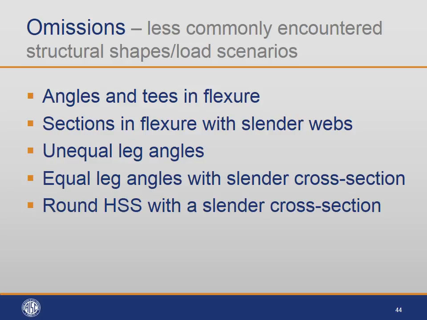So the design guide doesn't give rules for members in flexure which are angles and T's, and nor for members that have slender webs in flexure. It doesn't cover unequal leg angles, and nor does it cover slender cross sections in equal leg angles or round hollow structural sections.